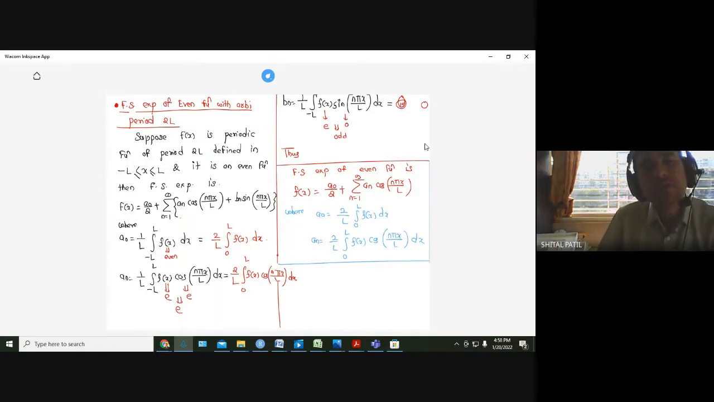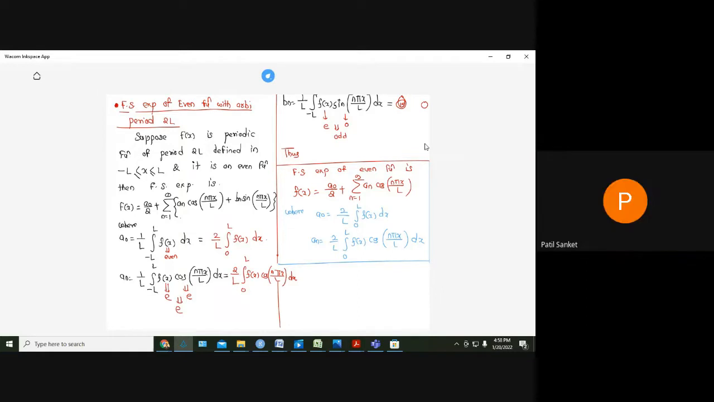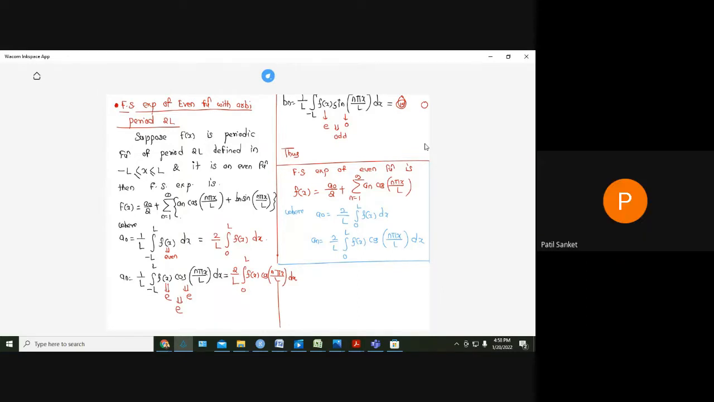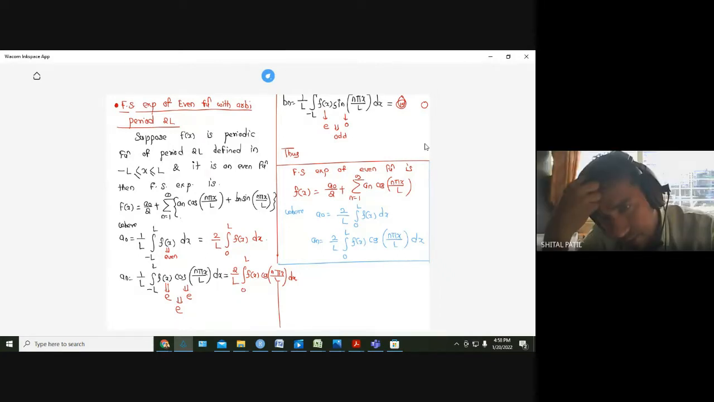आ गया समझ में आपको? हाँ, सर. इतना ही याद रखना है आपको. You have to remember these things only for the even function. No need to write the bn since it is 0.